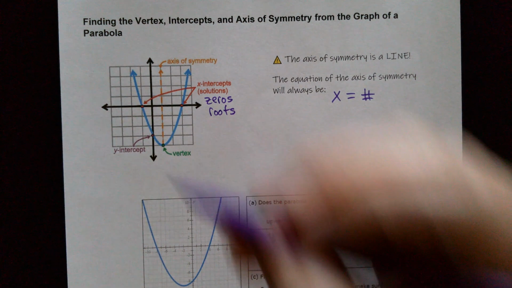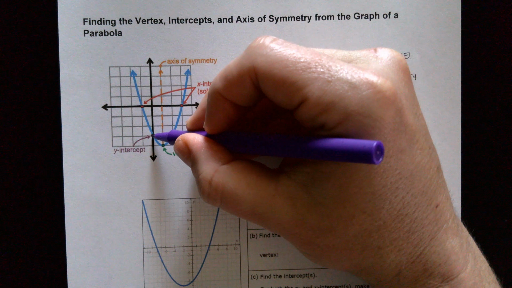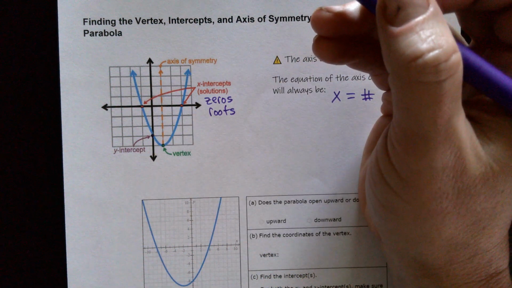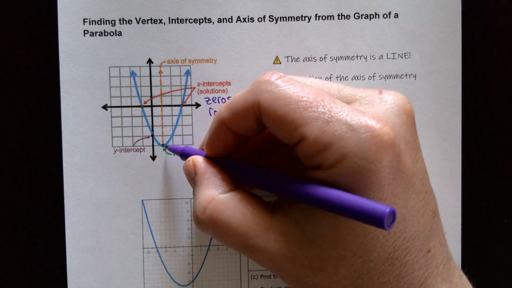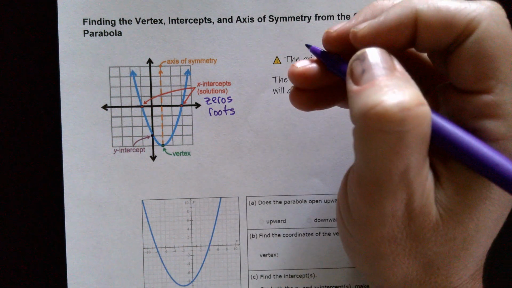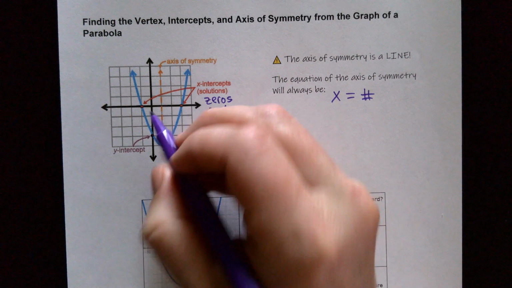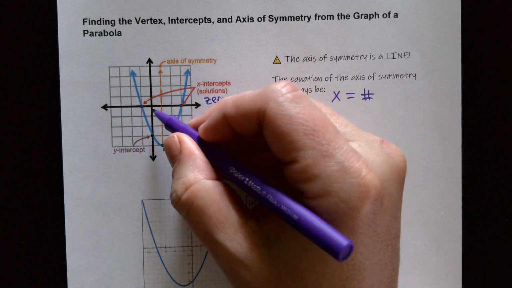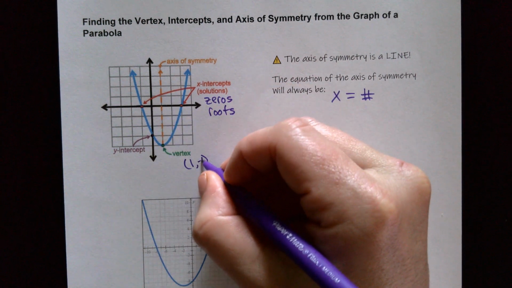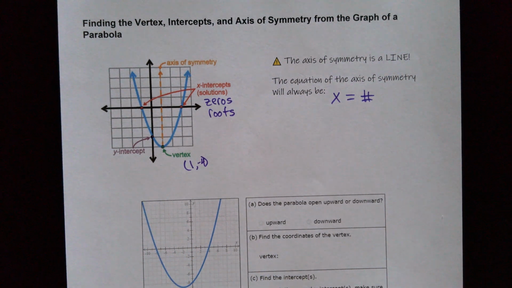You've got your y-intercept right here, which you're sometimes going to be asked for, and your vertex can be the lowest or the highest point, and the vertex is going to be an actual point. So for this one, the vertex would be 1 on the x-axis and then -4 on the y. So the vertex would be (1, -4).